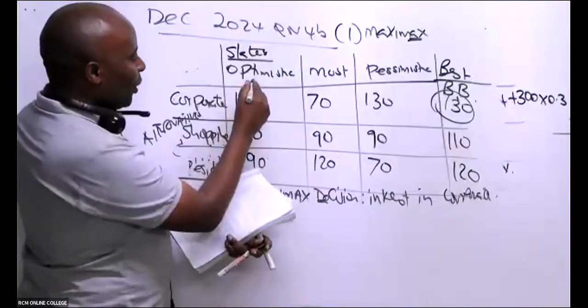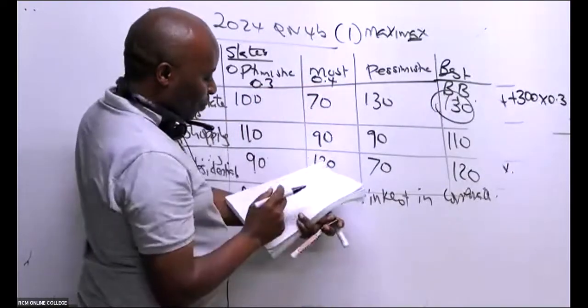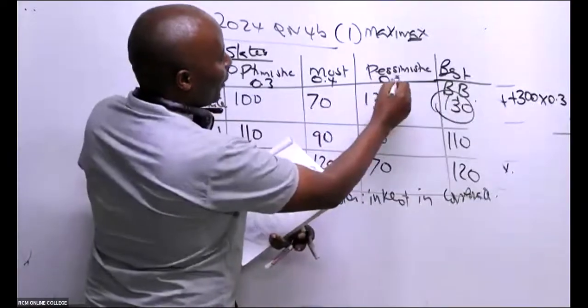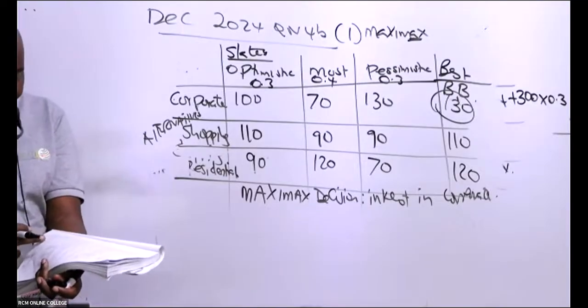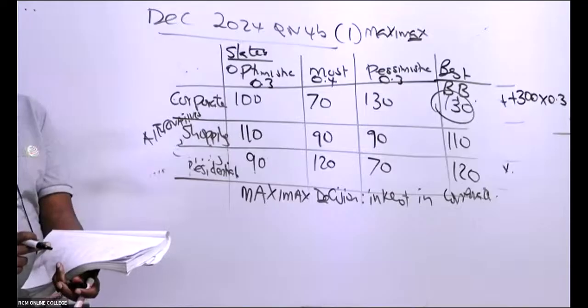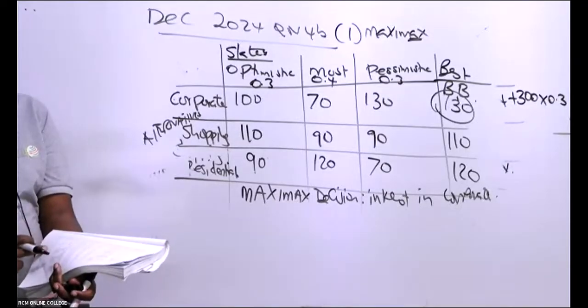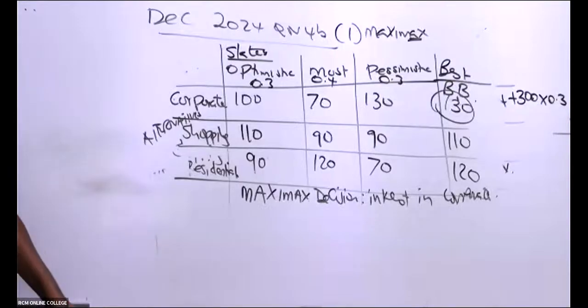Like optimistic, I know it is 0.3. Most likely, I know it is 0.4. Pessimistic is what here? 0.3, isn't it? Yeah, so number two, they want me to minimize expected opportunity losses. So for opportunity losses, first of all, I need what we call a regrets matrix. Are you able to write for me the regrets matrix?